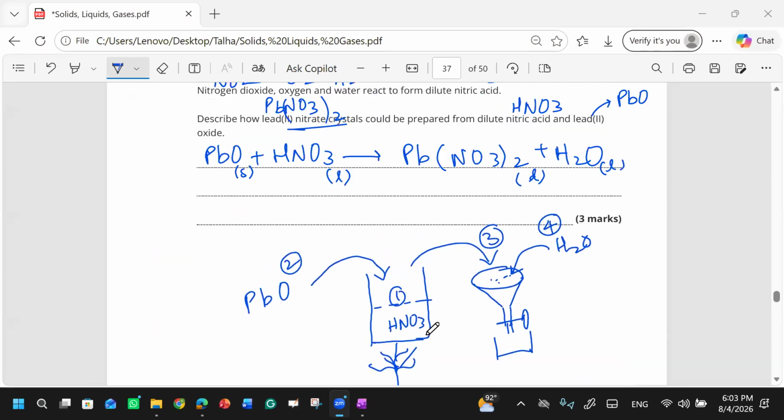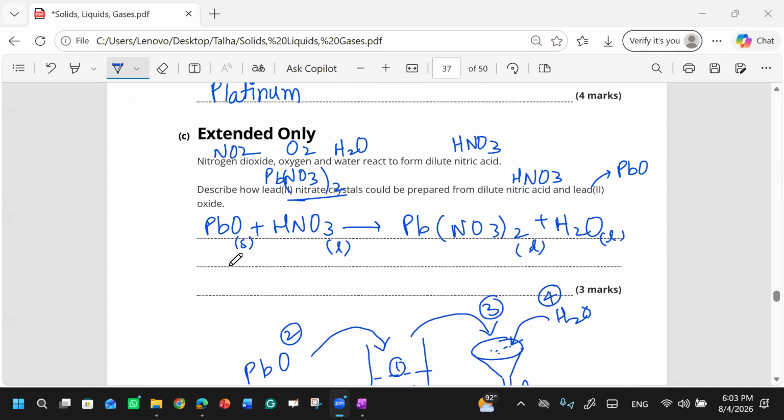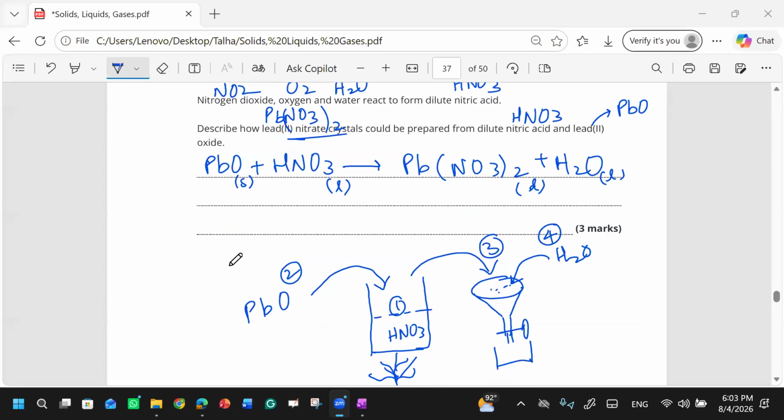So this was about lead nitrate. Whenever you have such a question and you don't know the equation, what will the equation be? Simply, you know that they have mentioned dilute nitric acid. They will mention acid, as well as oxide. So obviously you will take liquid first, right? You will take dilute acid in a beaker, and then you will add oxide in it.